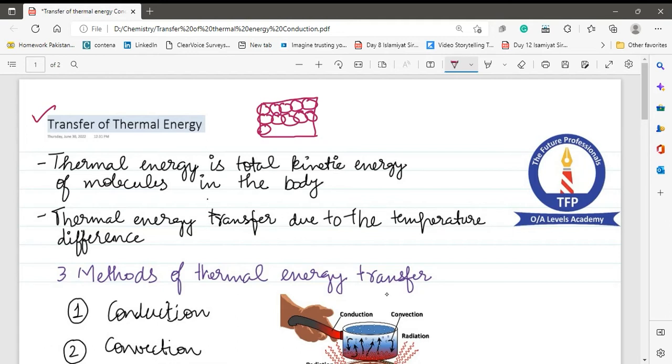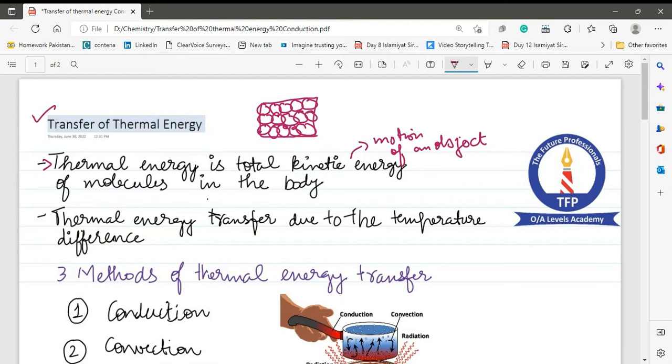So the first point states that the thermal energy is the total kinetic energy of the molecules present in the body. In the previous chapter, which is work, energy and power, we had discussed the kinetic energy in detail, and I hope that you all know what is kinetic energy. Kinetic energy is the energy due to the motion or movement of an object.